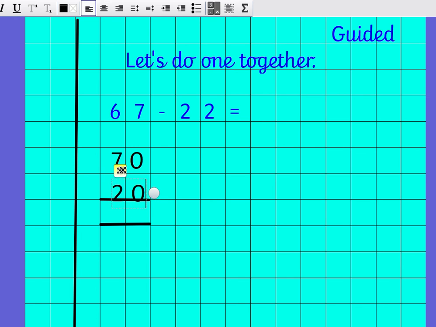wouldn't it? Okay, and then we just need to remember that today we are doing subtraction, so we need to put our subtraction sign in. And then we use our column method, and we know that if you take 0 away from 0, you end with 0. And if you take 2 away from 7, you will end with 5. Okay? So your answer there would be 50, wouldn't it?